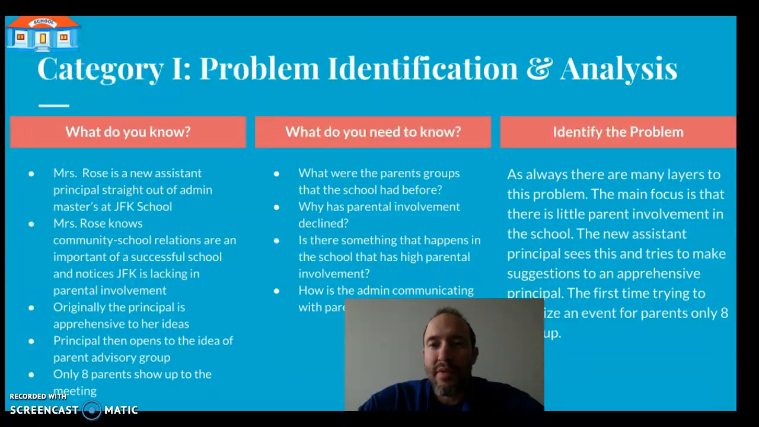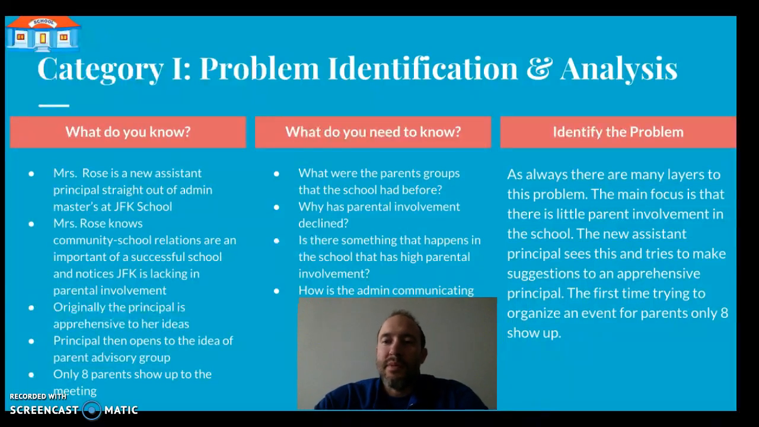Is there something in the school where there is high parental involvement? Maybe there's one thing the school does where a lot of parents show up. So maybe you tag on to that or find what that is that you can build on. And then, how is the admin communicating with parents? Because the only way, according to this, was they told students to tell their parents that this was going on. And in this day and age, that's probably not the best way to communicate with parents.